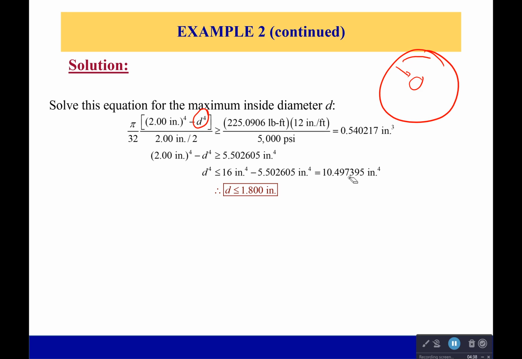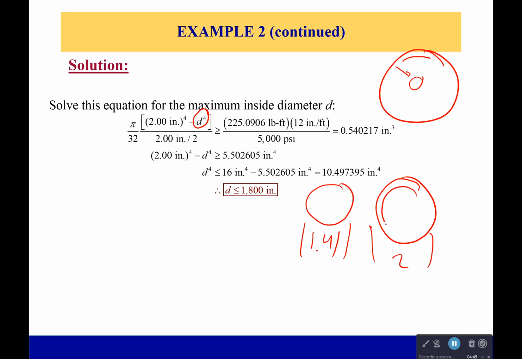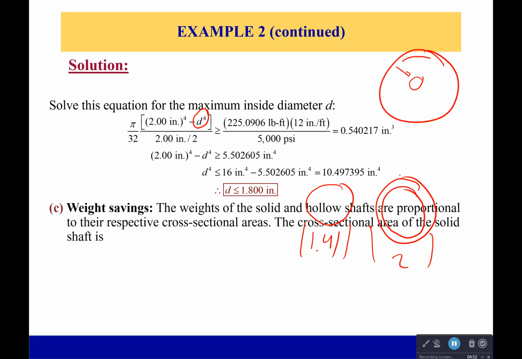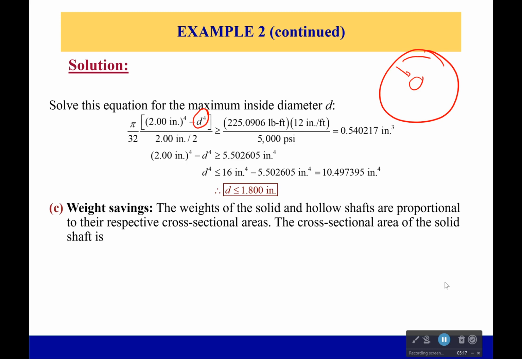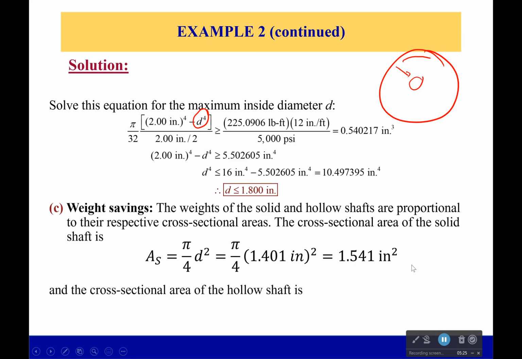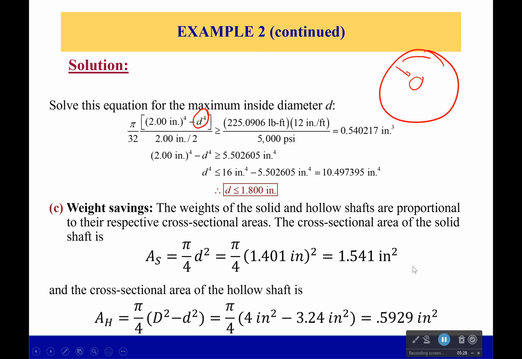Now, it's obvious that this has a much larger diameter overall. This is 2 inches here. The other one was only 1.41. However, one was solid and the other one was hollow. So what are our weight savings in this case? Well, it would be proportional to the cross-sectional area. And so those would be, for the solid shaft, 1.541 inches squared. And for that hollow shaft, 0.5929 inches squared. So you can see already that the solid shaft uses significantly more material per unit length.